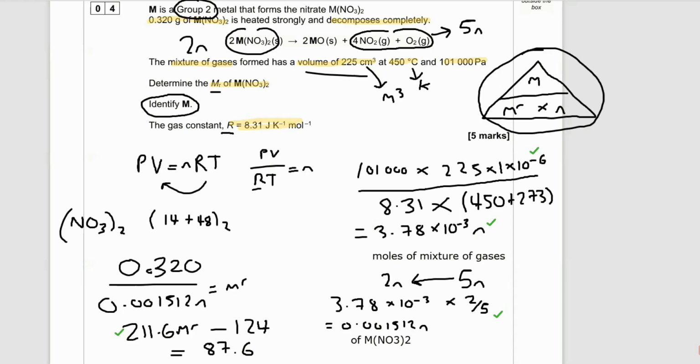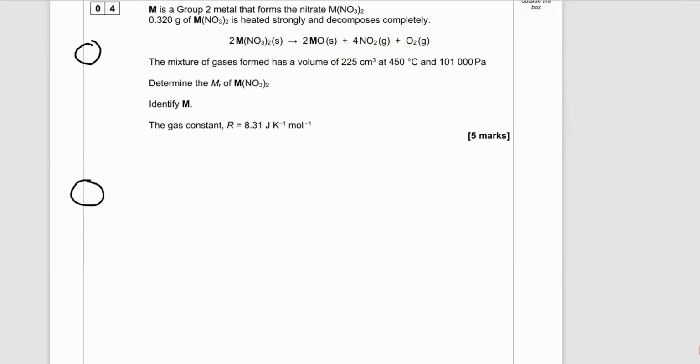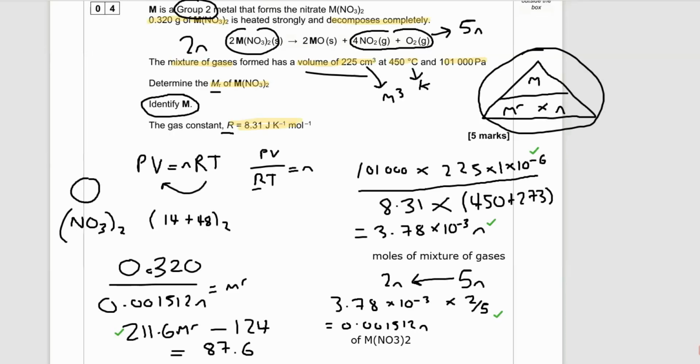And so we can see with an Mr of 87.6, if we look here in group 2 of the periodic table, you'll find strontium is your unidentified metal. So there we go. Boom. Now let's move on and clear this screen of all the rubbish. Move on to the next question.